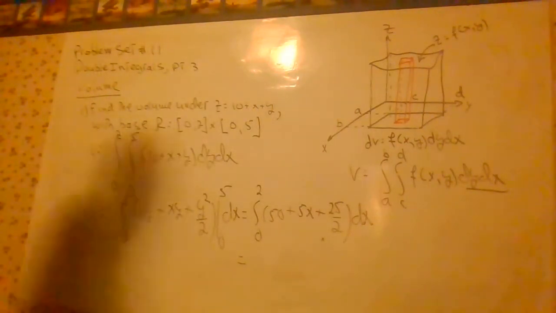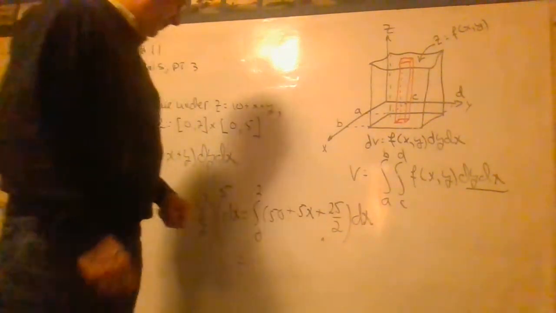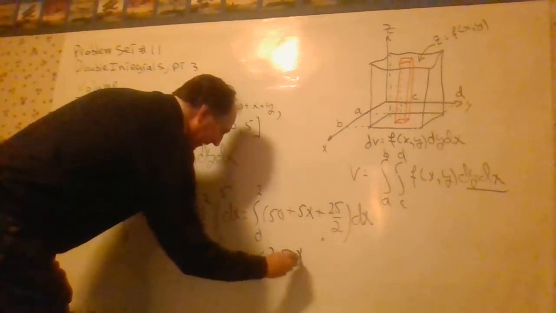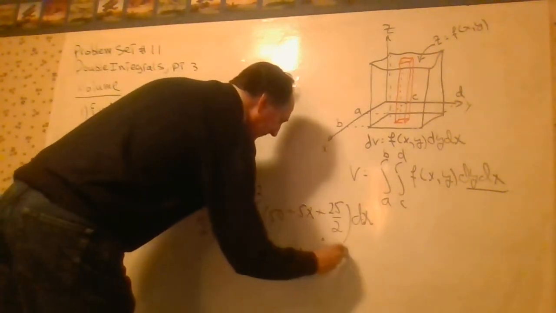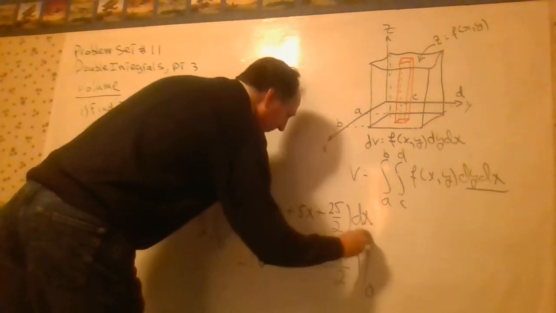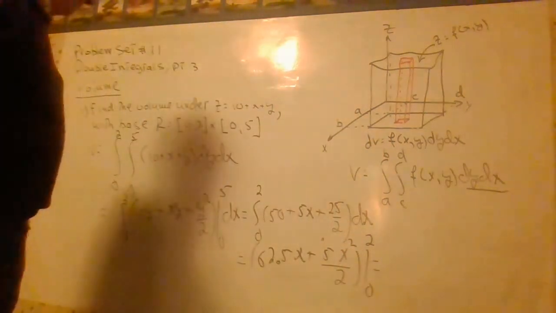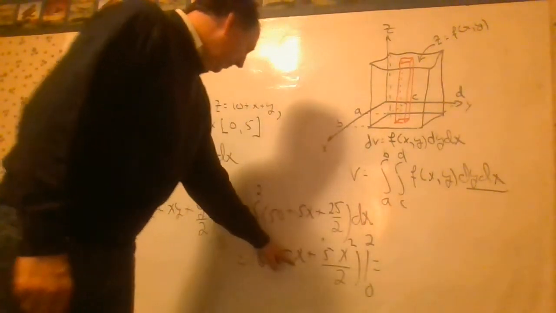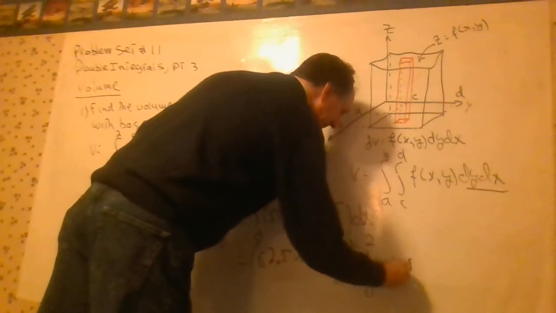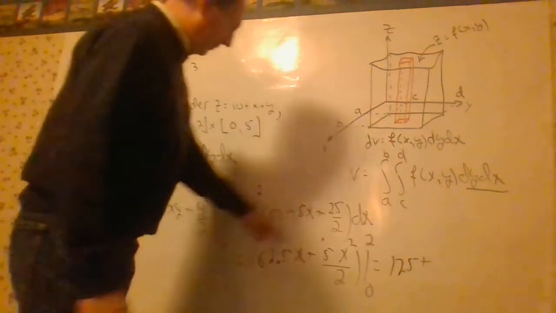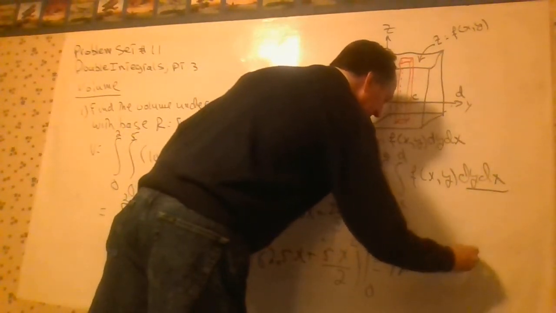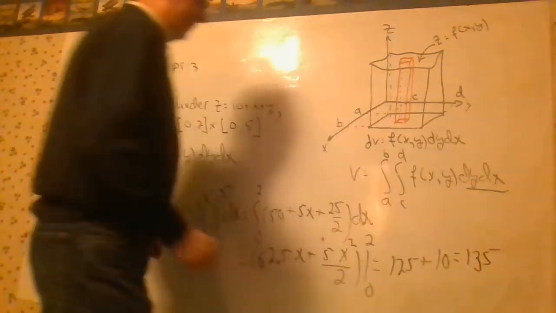Now you can simplify things if you want. This 12 and a half plus 50 is 62 and a half. And so we get 62.5x plus 5x squared over 2. And that's from 0 to 2. And you can plug in 2. 2 times 62.5 is 125. Plus, plug in 2 here. 4 over 2 is 2 times 5 is 10. Yeah, we get 135 whatever units.